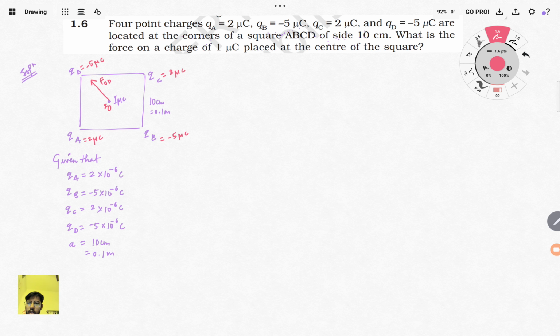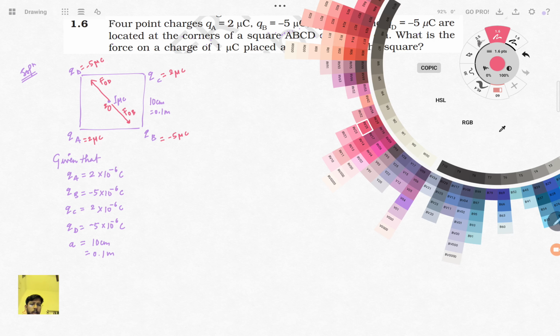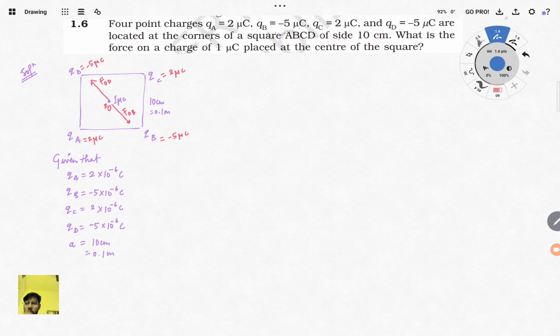Similarly, on this side also an attraction force is working, between minus 5 microcoulomb and Q naught. So the force on O due to B is in this direction, right? Now for QA, the force acting because of QA on Q naught is in the opposite direction, because both charges are positive, so it will be a repulsive force. This means the force is acting in this side.